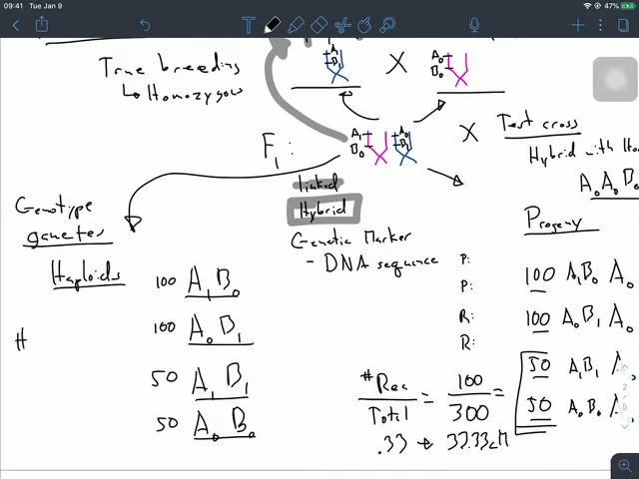You again have your number recombinant over your total. The total is again 300. The number recombinant is 100, giving you the exact same recombination distance.